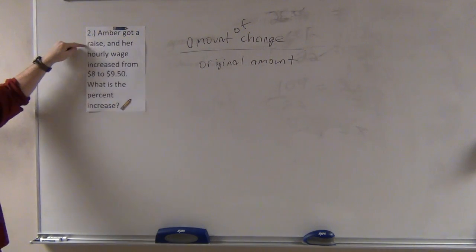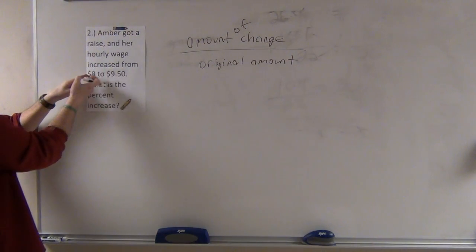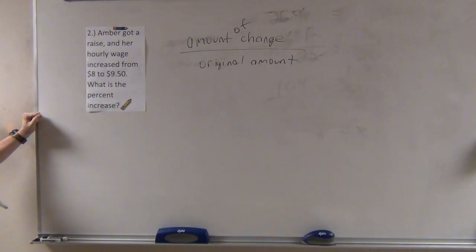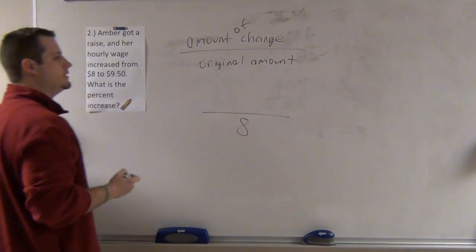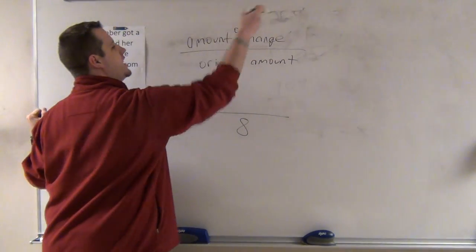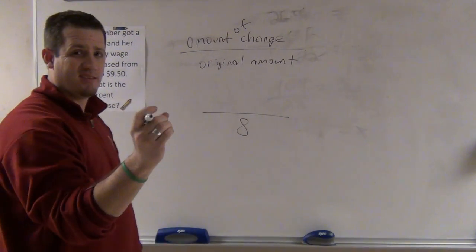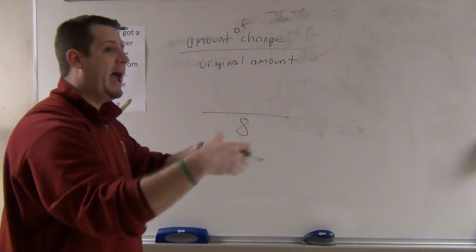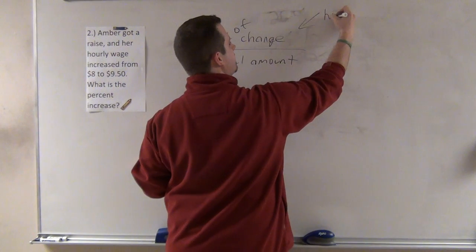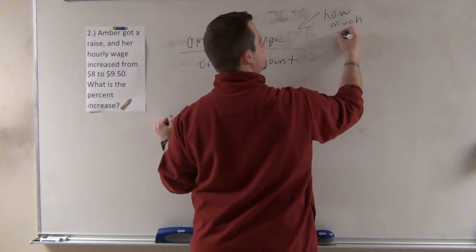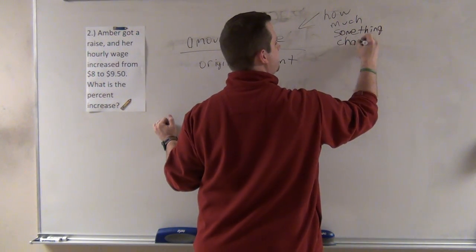All right, well, Amber got a raise, and it increased from $8 to $9.50. So which one of these is the original? The 8 or the $9.50? Correct. The original amount is the $8. Now, how do we determine the amount of change? That's pretty simple if you just slow down and think about it. The amount of change is how much something is changing. So if you wanted to think about this a different way, you can think of it as how much something changes.